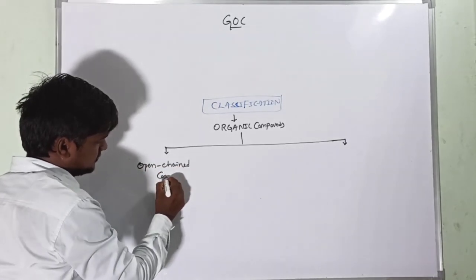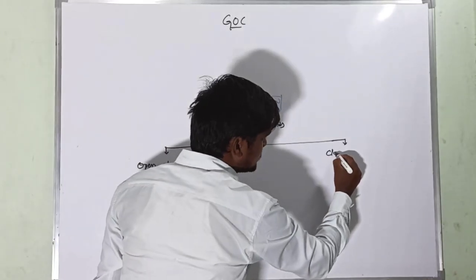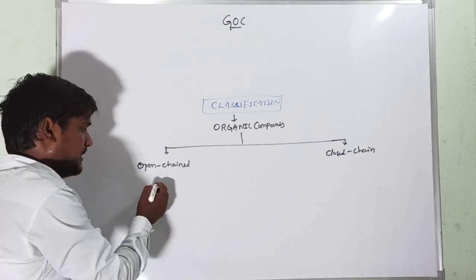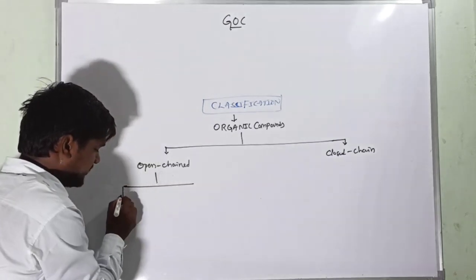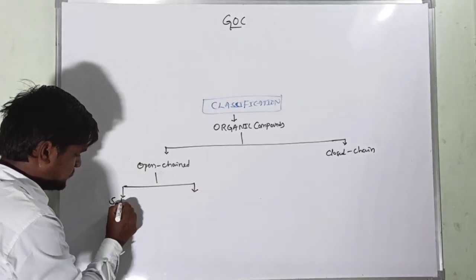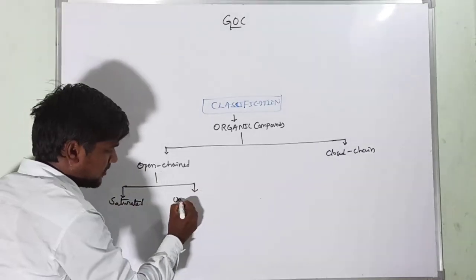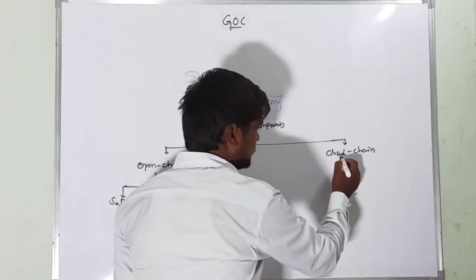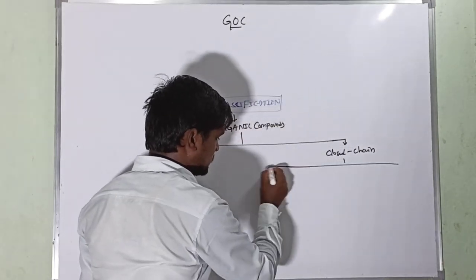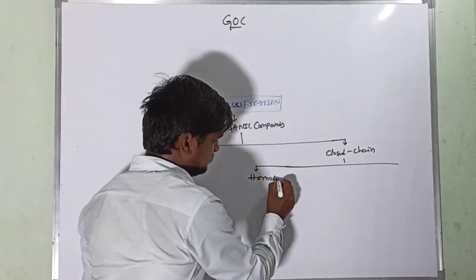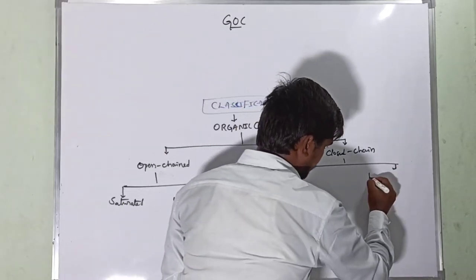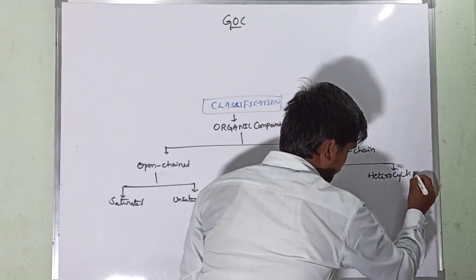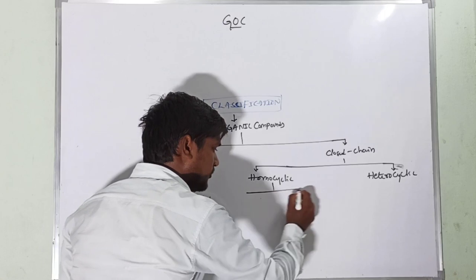open chained compounds and closed chain compounds. Simply open chained compounds and closed chained compounds. Again, open chained, it has different types of compounds, that is saturated compounds, unsaturated compounds. Again, closed chain, it has two types of compounds, like homocyclic compounds, heterocyclic compounds. Again, homocyclic, it has another two classifications.